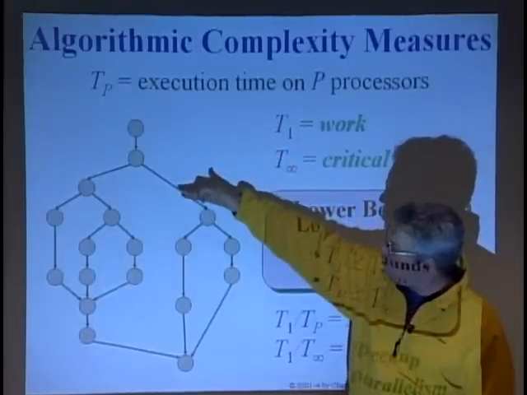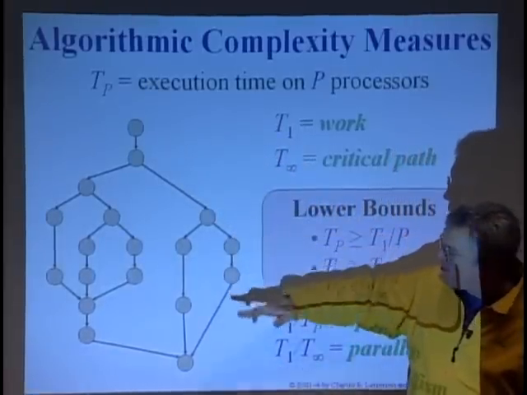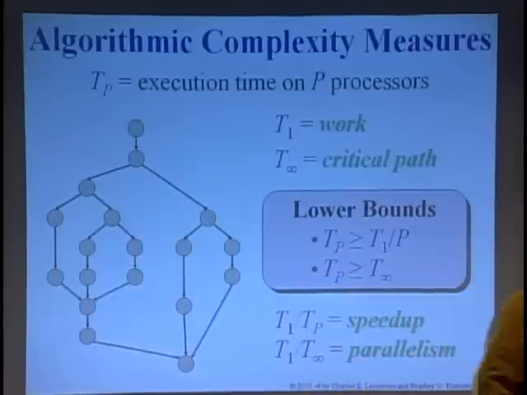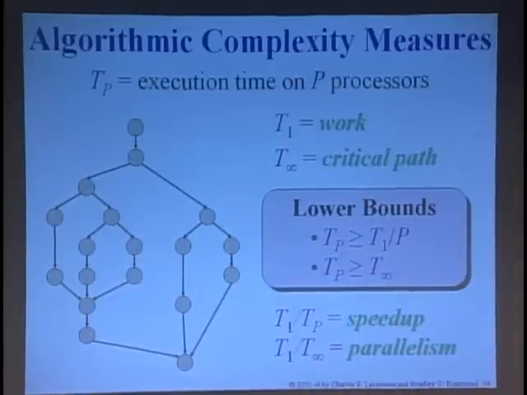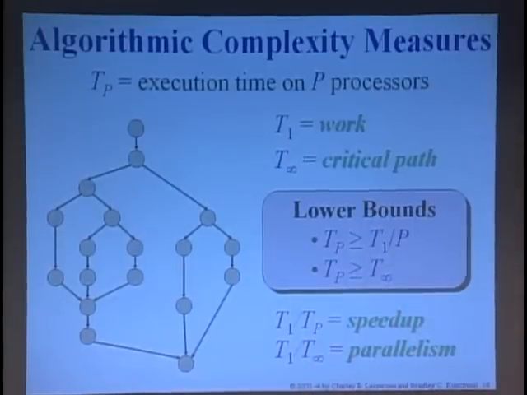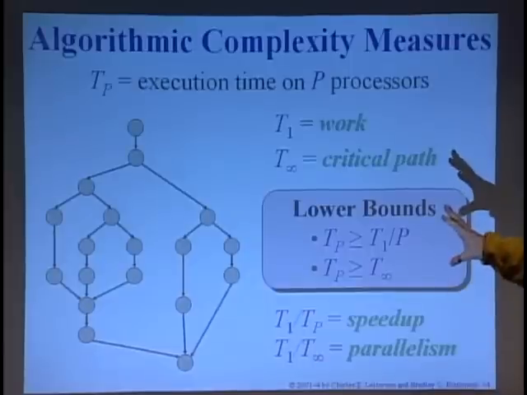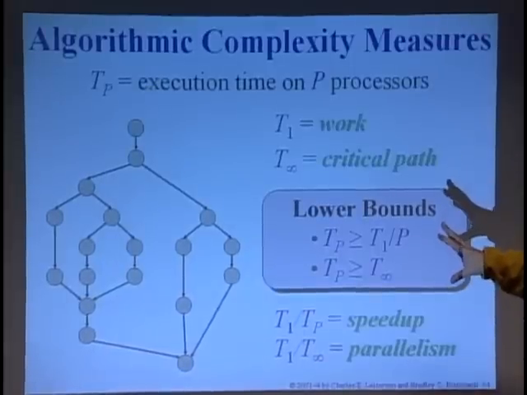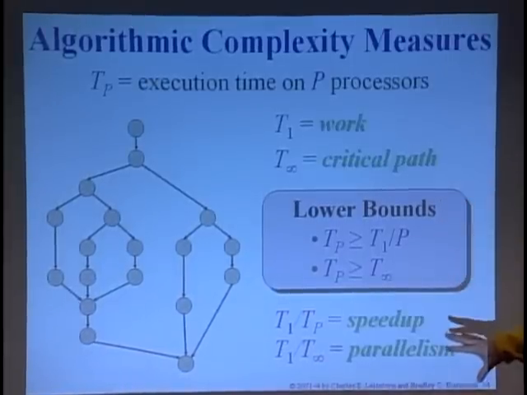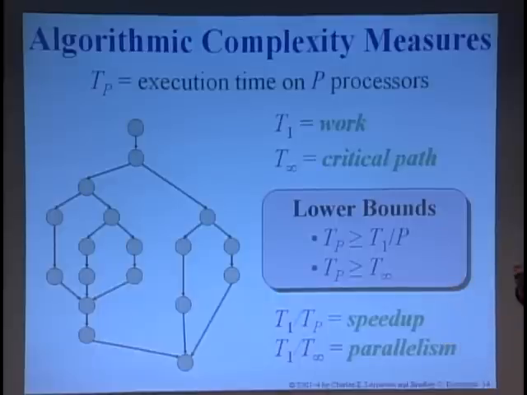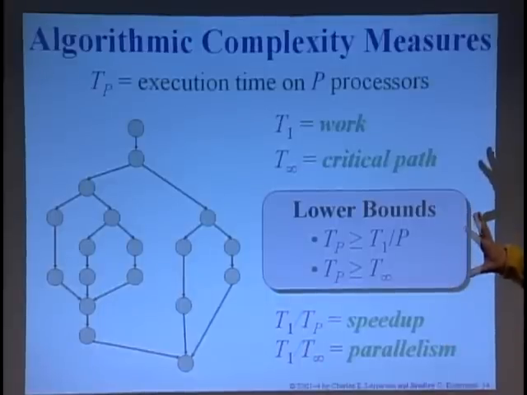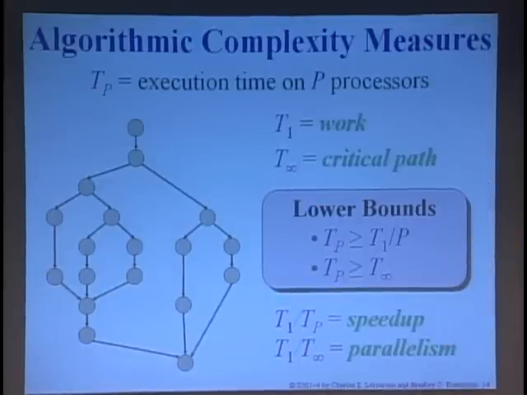1 plus 1 plus 1 plus 3 plus 4 plus 4 plus 2 plus 1 plus 1 divided by 9 turns out to be 2. So the average parallelism, or just the parallelism of the program, is T1 over T infinity. And this property is not dependent on the scheduler. It's a property of the program. It doesn't depend on how many processors you have.